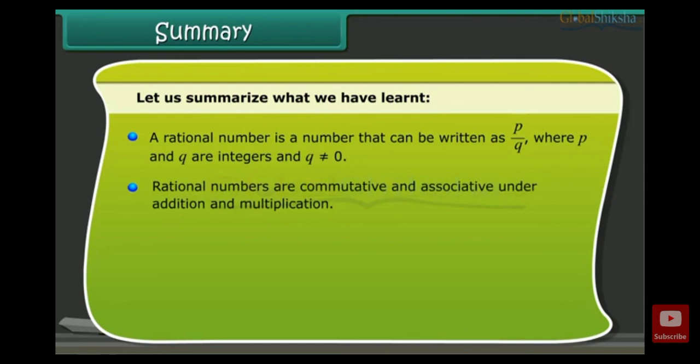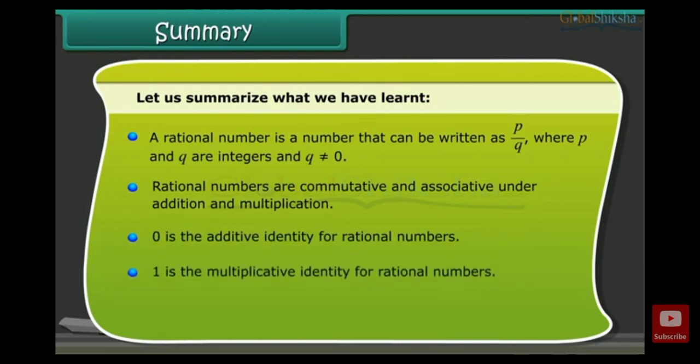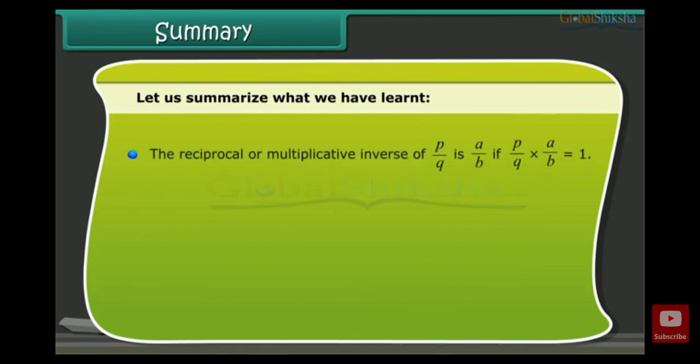Rational numbers are commutative and associative under addition and multiplication. 0 is the additive identity for rational numbers. 1 is the multiplicative identity for rational numbers. The additive inverse of p upon q is minus p upon q and vice versa. The reciprocal or multiplicative inverse of p upon q is a upon b if p upon q into a upon b is equal to 1.